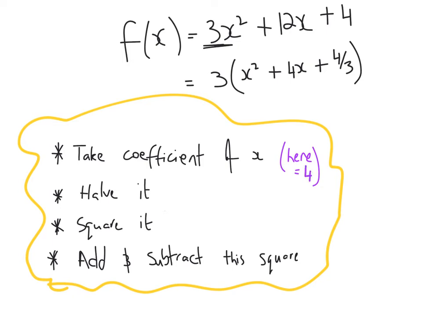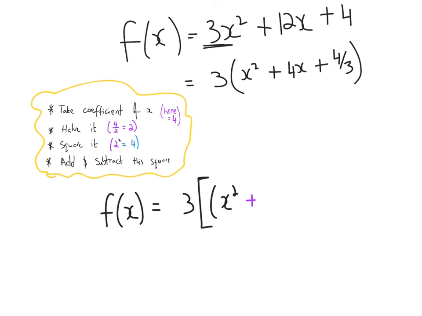So if I half it, I have 4 divided by 2, which is 2. And if I square that, 2 squared is equal to 4. Okay, and so I'm going to add and subtract that square. So off we go. Here, I'm going to have to write down the first bit, the halves.